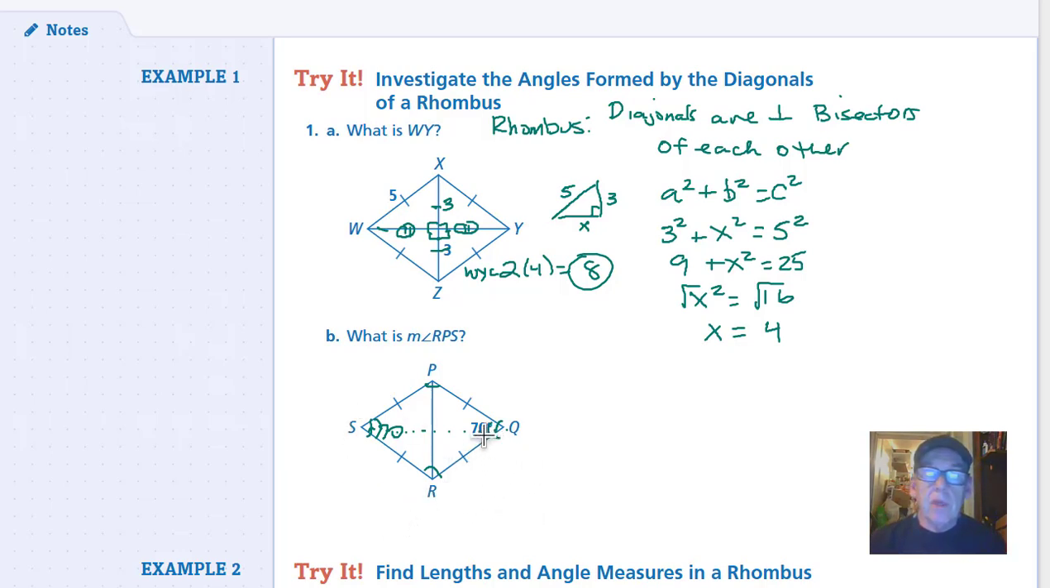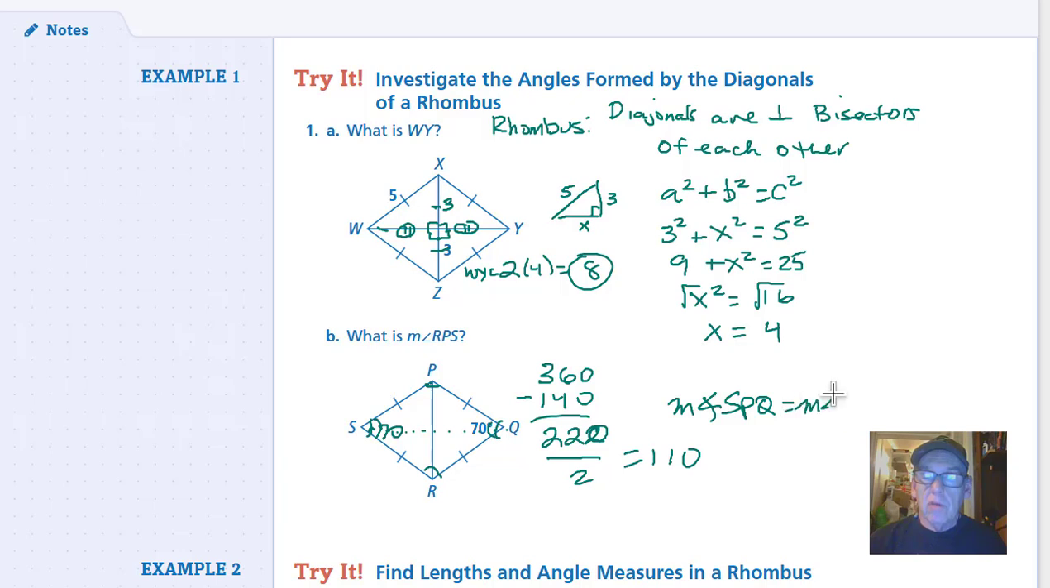So let's see what we got. So we have a 70 and a 70. Now this is a quadrilateral, so 360 degrees is what the inside angles need to be. Two 70s make 140. So we're left with 220 degrees to make these two equal angles at P and R. So we divide by 2. Each one of those is going to be 110 degrees. So the measure of angle SPQ equals the measure of angle QRS equals 110 degrees.